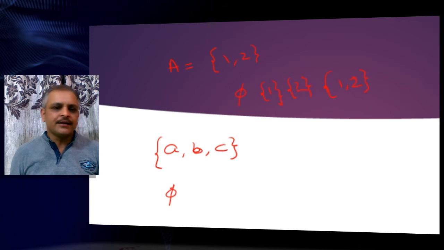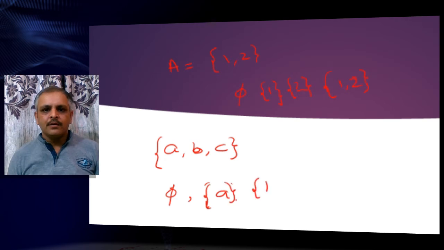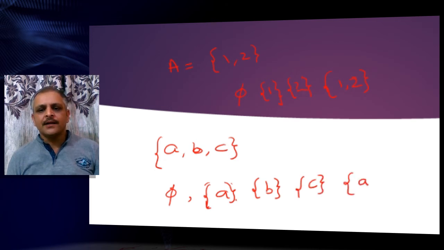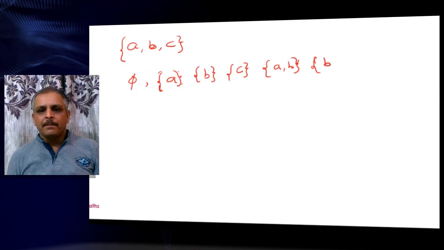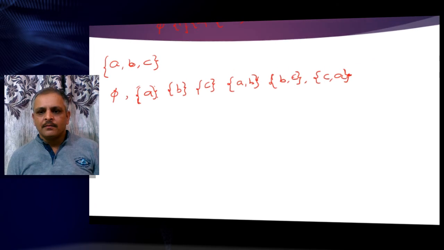If I take none of the elements at a time, that is one. If I take one element at a time, then I can write A, B, C. Then if I take two elements at a time, then A comma B, B comma C, C comma A. And then if I take all three at a time, then A, B and C. So how many subsets? 1, 2, 3, 4, 5, 6, 7 and 8.